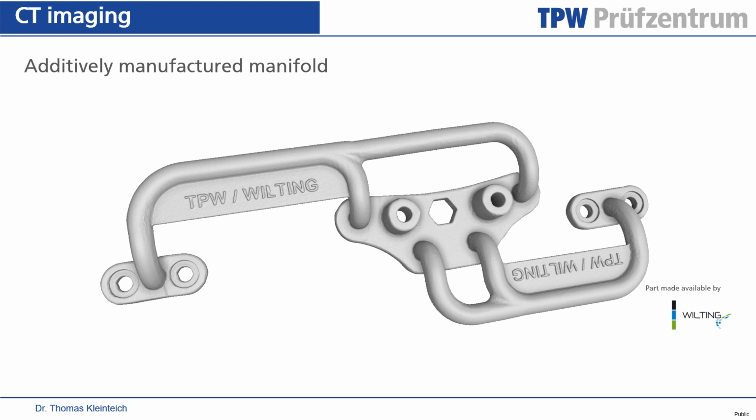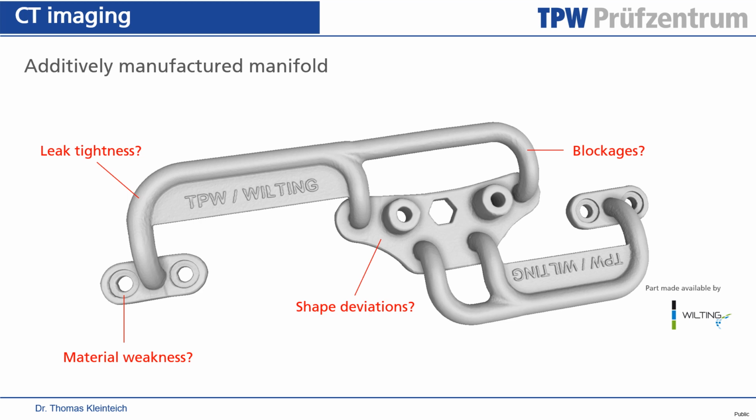And before you want to use such a part in your machine or in a larger assembly, of course, you might come across topics of quality. So how can you make sure that the part hasn't any material weakness, so that there's no pores or cracks, especially in critical areas where you might attach the part to other things? How can you make sure that the hollow tubes are leak tight? How can you make sure that the internal channels aren't blocked, for instance, by powder that is used for the additive manufacturing process?